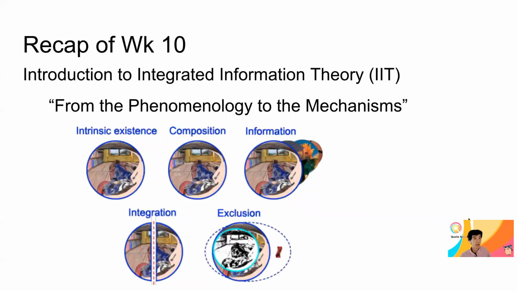So to recap week 10, I introduced the theory of consciousness called IIT, Integrated Information Theory. The key part of the theory is that it starts from the phenomenology to the mechanism. In terms of the phenomenology, IIT suggested 5 critical properties that are true for any kind of experience: intrinsic existence, composition, information, integration, and exclusion. And this week, I'm going to talk more about the information, integration, and the exclusion.